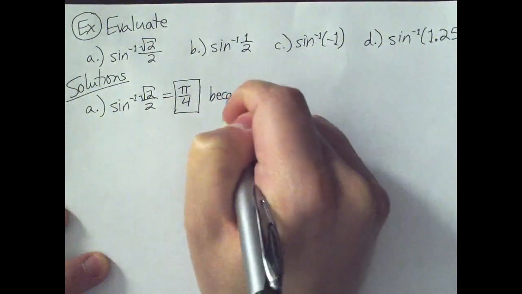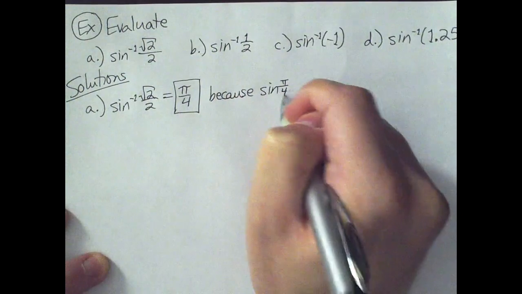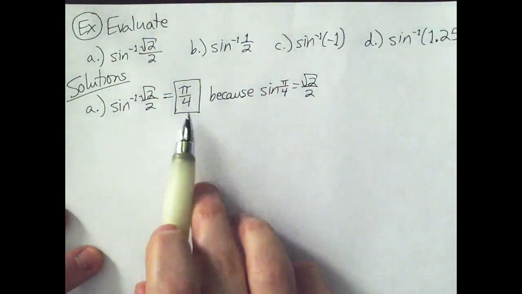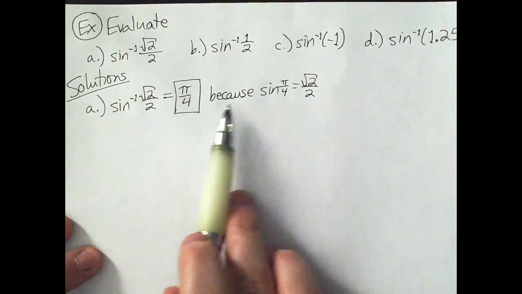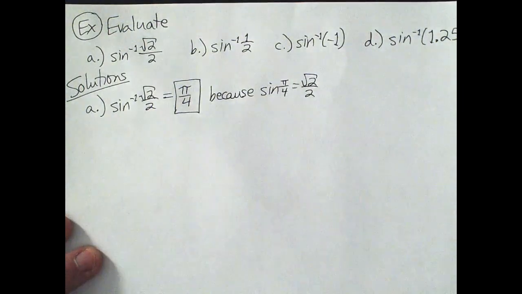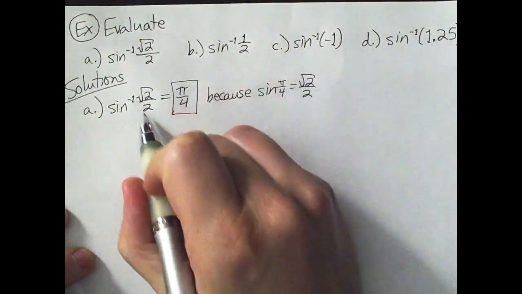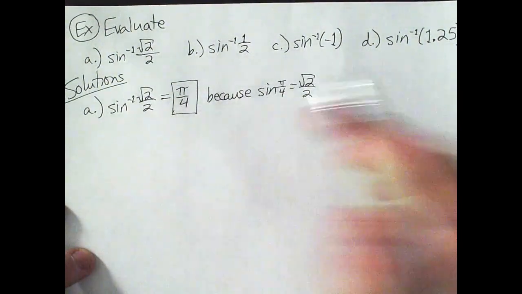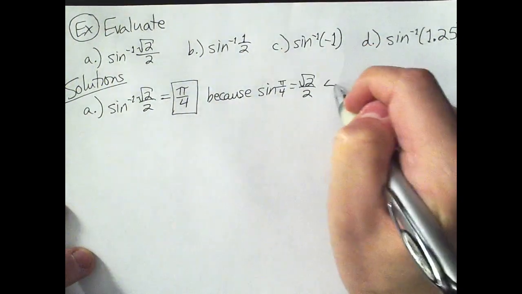Right? Because sine of pi over 4 is the square root of 2 over 2. Pi over 4 is the number in that specified interval whose sine is square root of 2 over 2. By the way, you might say, wait a second, isn't there other numbers that you could put in also, not just pi over 4, but other things that also would get you the root 2 over 2? So let me talk about that real quick.